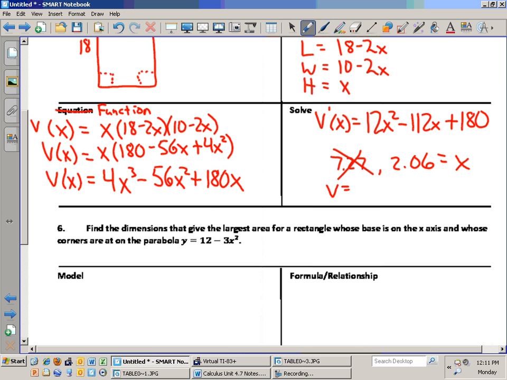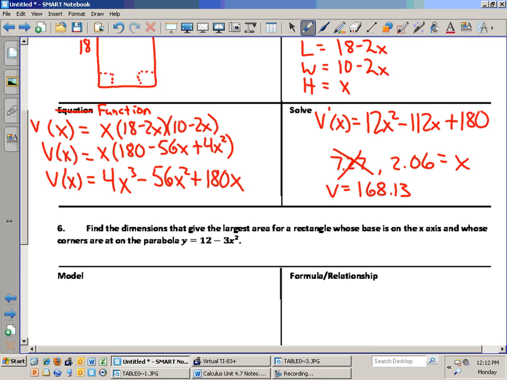What is 168.3? Is that what I said? Who can tell me if I plug 2.06 into the derivative, what will I get? I will get 0. 2.06 is where the derivative is equal to 0. Okay? So there I go.